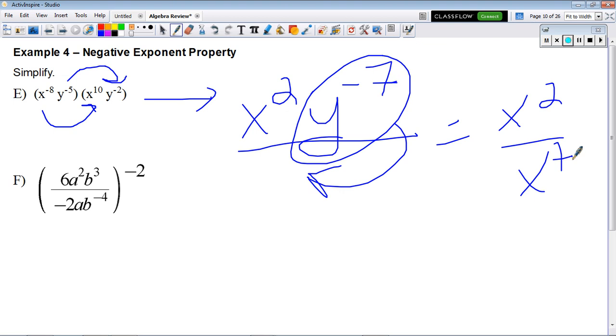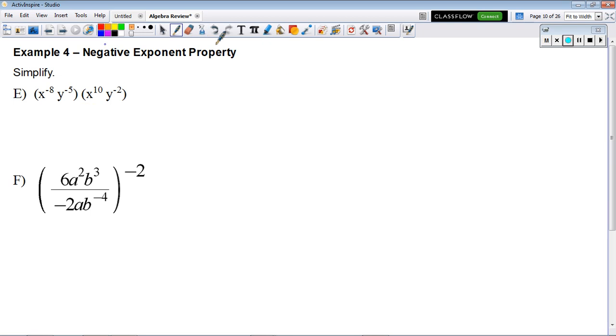So you have something like that there for part E. And then for part F, notice I have the whole thing here taken to the negative 2 power. So what I want to do first with this, and there's a lot of different ways that we can go about answering this.